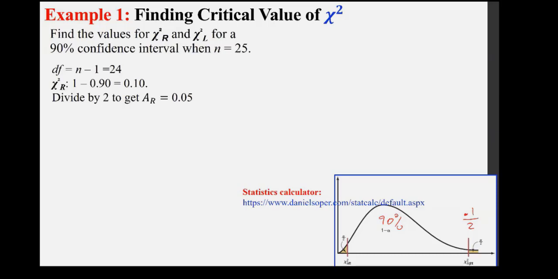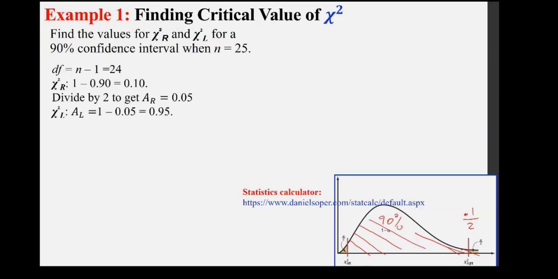But what is the area for chi-squared of the left? Remember, to the left of it is 0.05. So to the right of it, for chi-squared of the left, you need all of this. That means you need 0.95. I really can't emphasize this enough for the sake of reading the table.